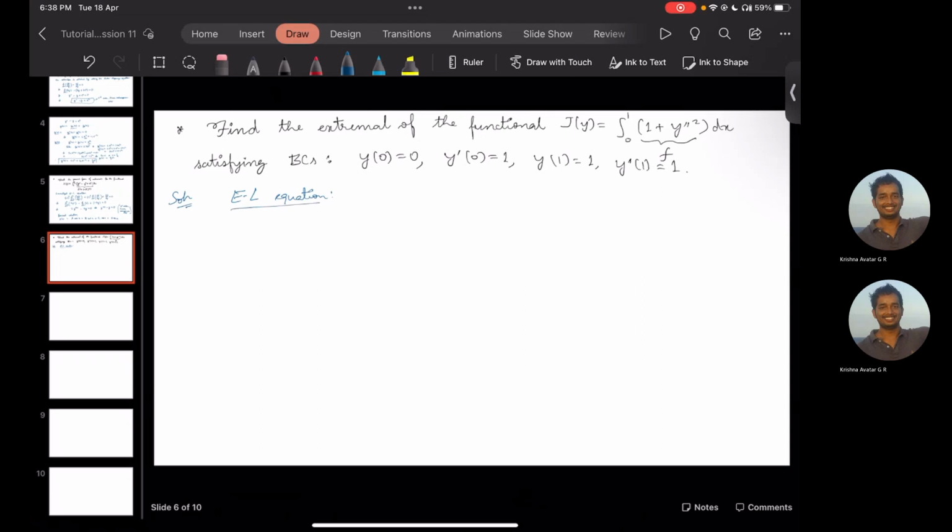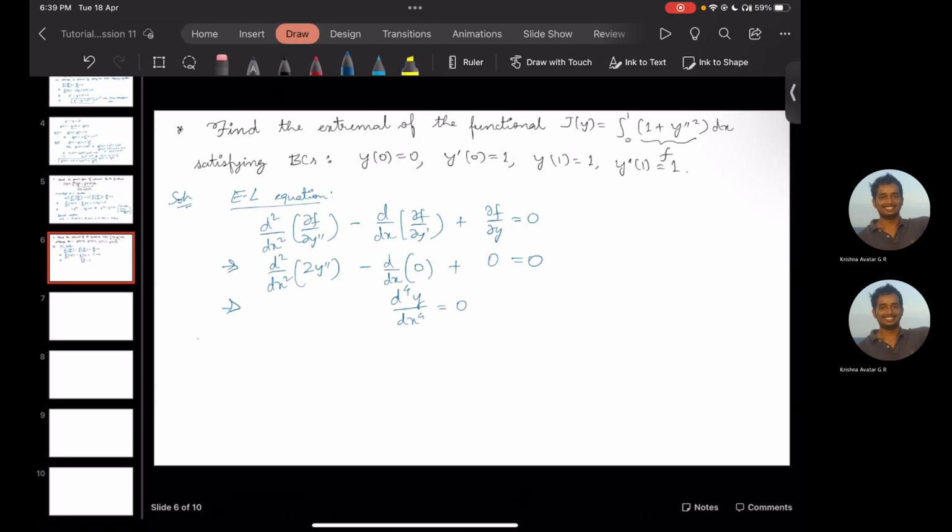And from the previous, we recall that it will be d squared by dx squared of the partial derivative with respect to y double prime, minus d by dx of the partial derivative with respect to y prime, plus the partial derivative with respect to y. Partially with respect to y double prime is nothing but 2y double prime, isn't it? And there is no term with y prime, so 0, and there is no term with y either, so it's 0 again. So this implies that we have the fourth derivative of y equal to 0, right?